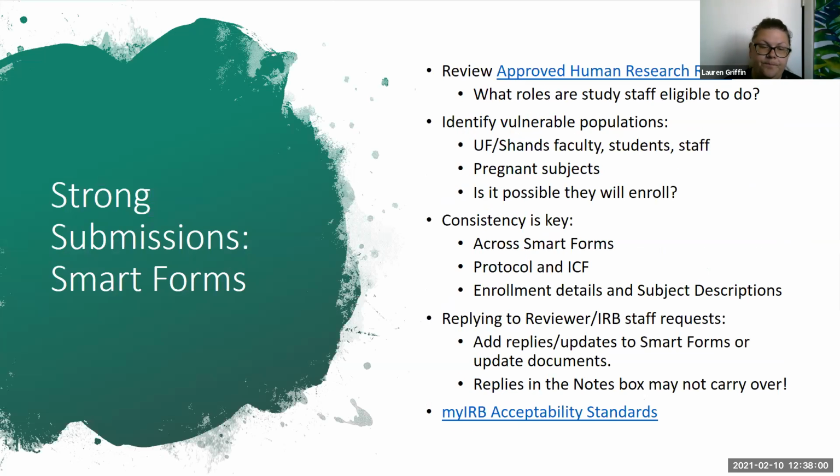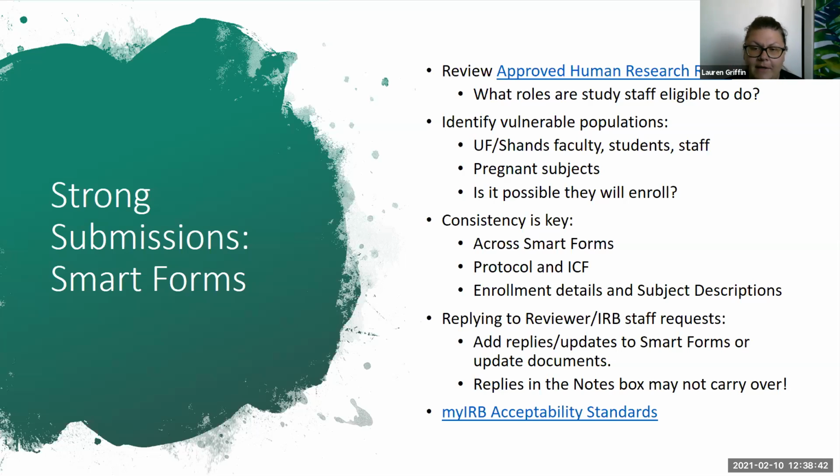The smart forms. So the big thing about smart forms is consistency. There's a lot of details here, but consistency is sort of the biggest part of it. So making sure that your protocol and your ICF are consistent. If your protocol says that people are going to be doing a survey that's going to take them 20 minutes, and your informed consent document says it will take 30 to 40 minutes, well, we don't really know which one of those is true. So making sure that they line up is a way of creating a good picture of the study that can be easily evaluated. So consistency across smart forms is really important, across documents.